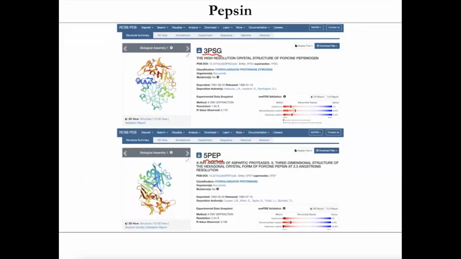And so these structures were both deposited in the 90s, and these are actually both porcine pepsin as well. They might have actually been isolated from the gastric juices of a pig. So that was one of the reasons why it was studied so early. You could get a lot of pepsin just from stomach acid before you could produce proteins through recombinant methods. And so these were both determined by X-ray diffraction. Pepsinogen has a really high resolution of 1.65 angstroms, whereas pepsin also has a decent resolution of 2.34 angstroms.